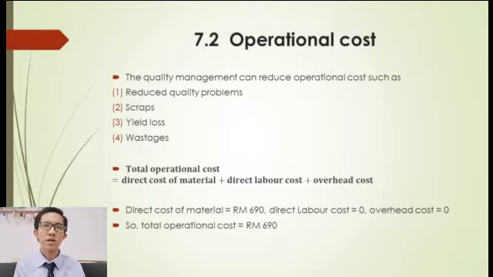Our total operational cost is equal to the direct cost of material added with direct labor cost and overhead cost. For our current plan, the direct cost of material is 690 ringgit. The direct labor cost and overhead cost will be zero, so total operational cost is equal to 690 ringgit.